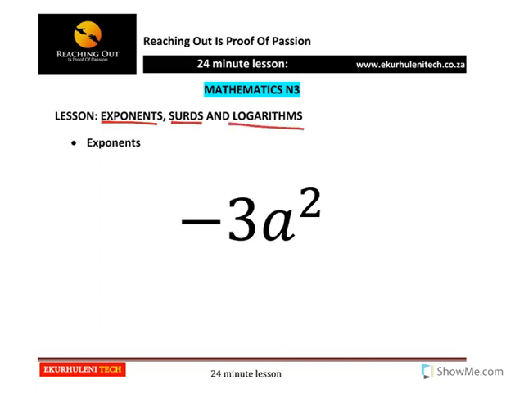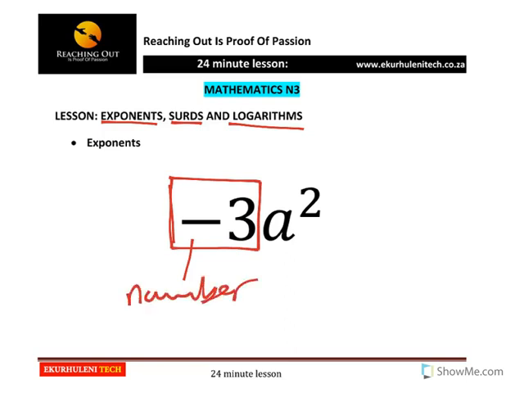Now, when we're talking about an exponent, what do we mean? The first thing that you'll notice is that just before the exponent there is a number with a sign. So, number and sign, that is before the exponent. It can be positive or negative, it does not matter, but it affects the exponent.